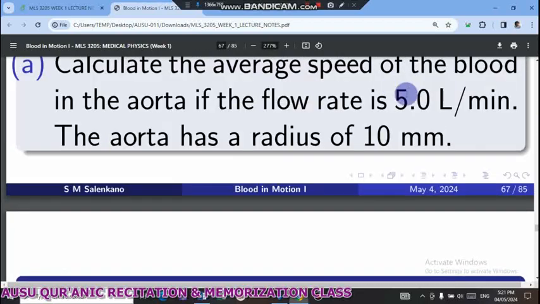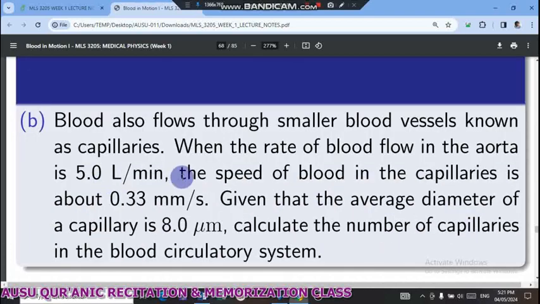The flow rate in the aorta that was mentioned earlier is mentioned again. The speed of blood in the capillaries is about 0.33 millimeters per second. We can see that the speed is very small. This is the speed in the capillaries, not in the aorta. In the aorta, we are asked to find that, given that the average diameter of a capillary is 8.0 micrometers.